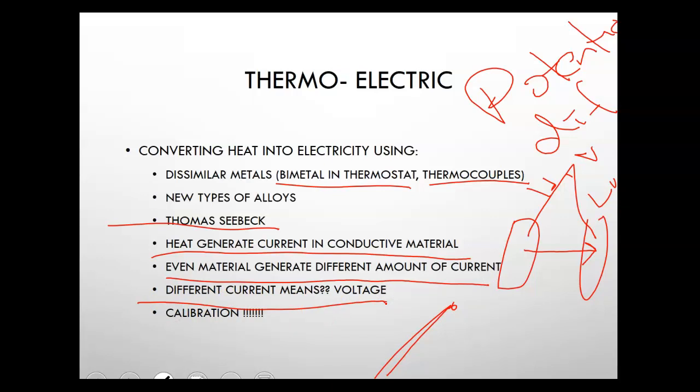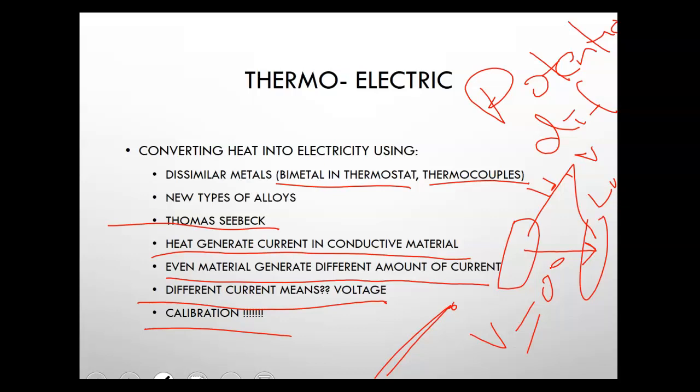So the current is basically the flow of energy inside, and we have different voltage, and those thermocouples have to be calibrated. What does that mean? We have voltage now, so at every temperature there is a voltage. So we measure the voltage, for example, at 0 degrees, and we'll say this is 0 degrees at 3 volts.